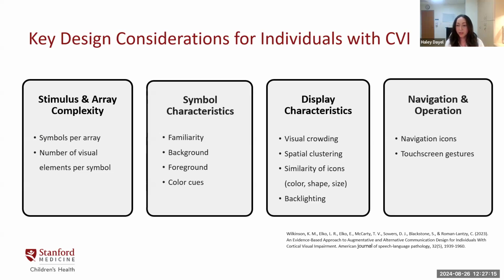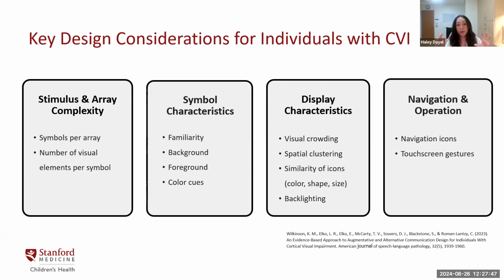Some of the factors we might want to consider when we're doing this include things like the complexity of the array, in terms of the number of symbols that we have per array, as well as the number of visual elements that are present within each symbol. Things like the characteristics of the symbols, how familiar they are to the person, as well as foreground and background relationships and color cues. People with CVI might have certain preferred colors, and we could incorporate those into the AAC system, for example. We also want to think about the characteristics of the display.